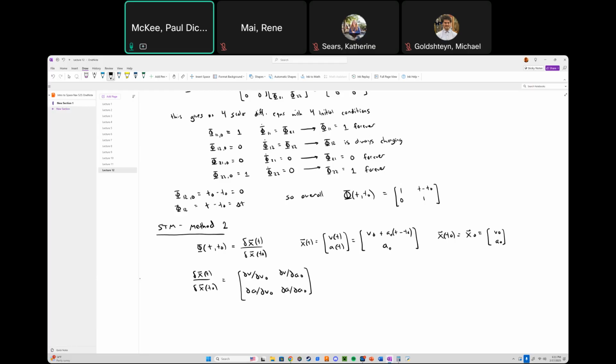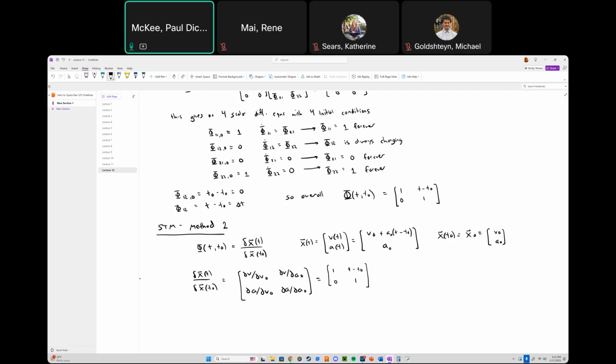Okay, and in this case, actually, maybe I got excited. It's not quite matrix vector calculus. This is just regular old calculus, right? So derivative of v with respect to v naught, well, that's 1. Derivative of velocity with respect to a naught, that's t minus t naught. Derivative of acceleration with respect to v naught doesn't exist, it's 0. And then derivative of acceleration with respect to initial acceleration, they're the same thing, so it's 1. There we go. So we just arrived at the state transition matrix that much faster.